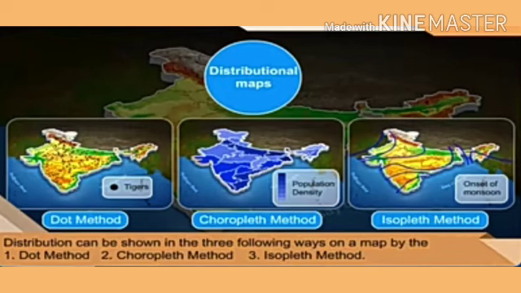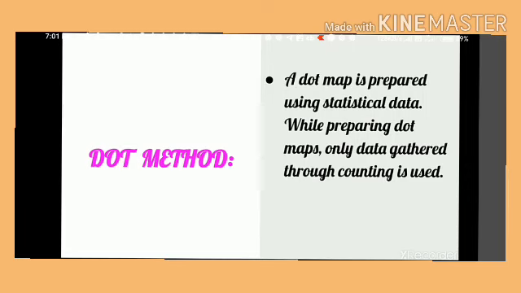Distribution can be shown in the following three ways on a map by three methods. First, dot method, second, choropleth method, and the third one, isopleth method. So friends, let's begin with the dot method. A dot map is prepared using the statistical data. While preparing dot maps, only data gathered through counting is used.